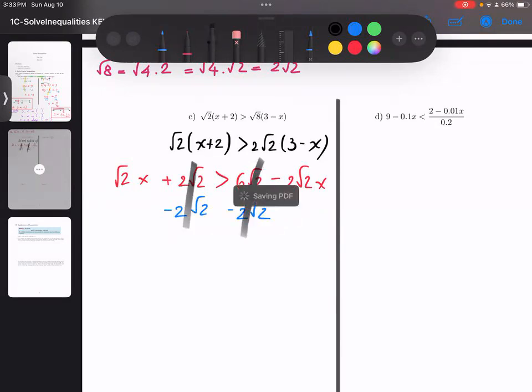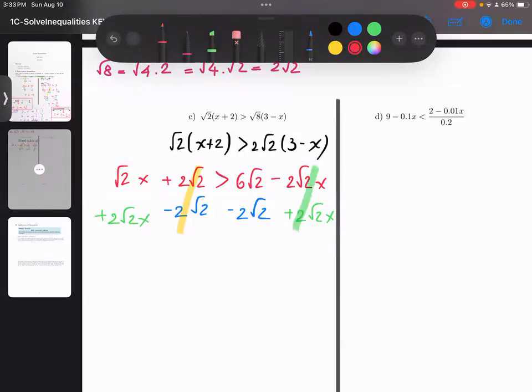Oops. How come I cannot? I was saving. On the left side, that cancels. And I'm going to do it all at once, so I'm going to add 2 root 2x. So on the right side, the plus 2 root 2x cancels here. What remains is root 2x plus 2 root 2x greater than 6 root 2 minus 2 root 2.